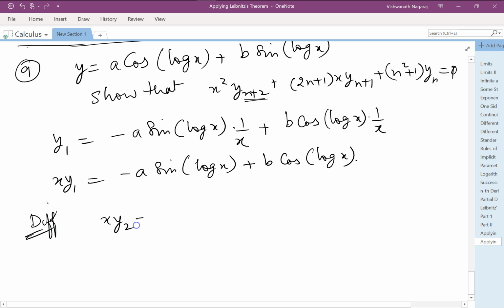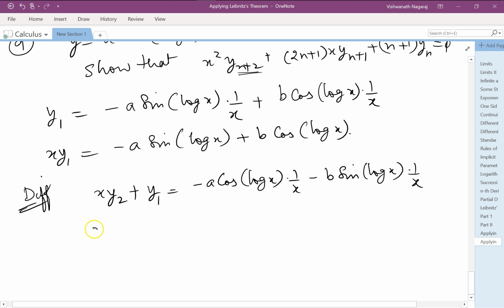x y2 plus y1 is equal to, sine is cos, so a cos log x times 1 by x. Cos is minus sine, so minus b sine log x times 1 by x.